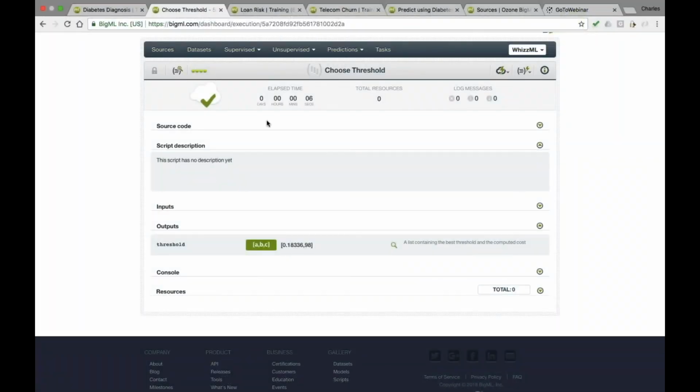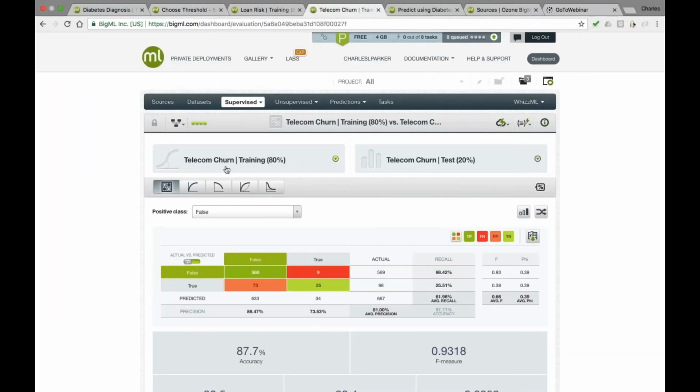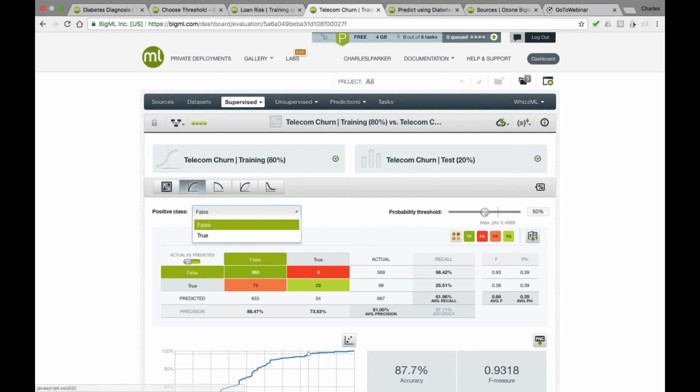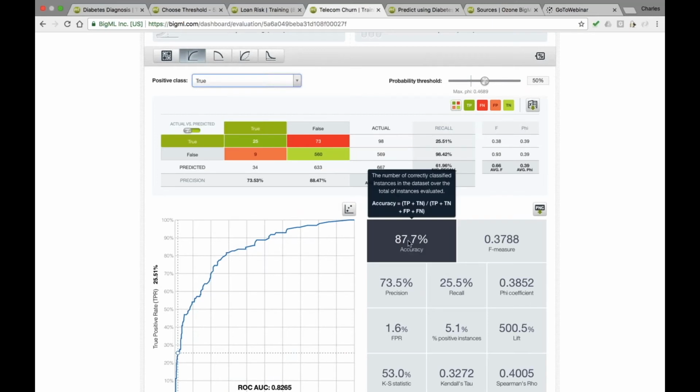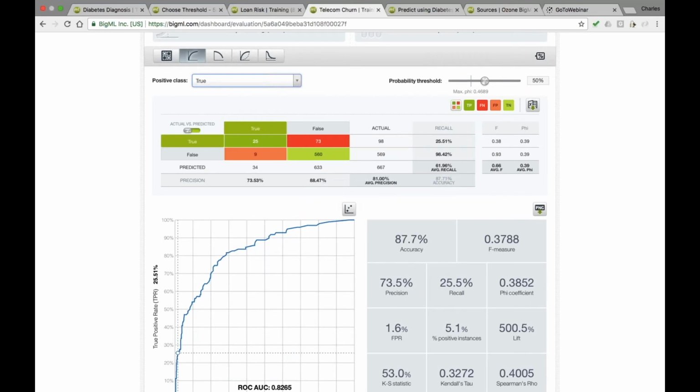And so I'll go back to my data here. And you see I have another evaluation here, this telecom churn data. So this is exactly the sort of problem that we're talking about. And I'm going to select my positive class as being true, the people who are going to churn. And you can see here that I'm already doing pretty well on this problem. I've got kind of 90-ish% accuracy overall. And here's the people I predict true. I predict 34 people out of 667 in the test data set will churn, and I'm right about 25 of them. So that's quite a lot of people that I'm right about.